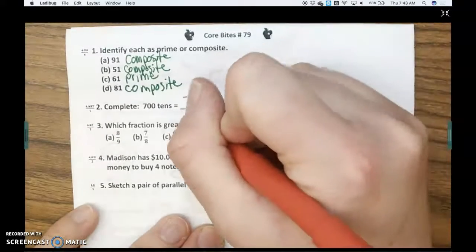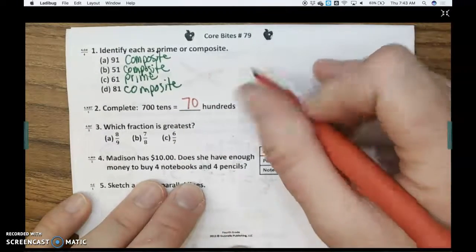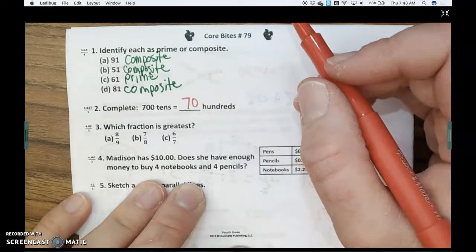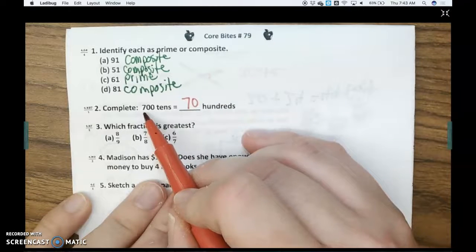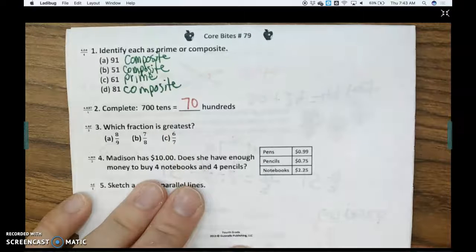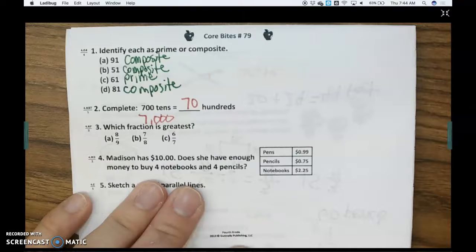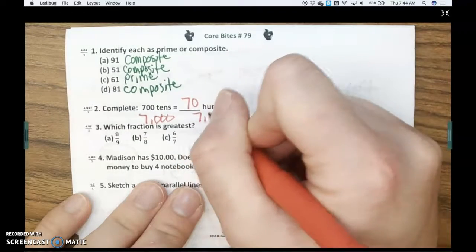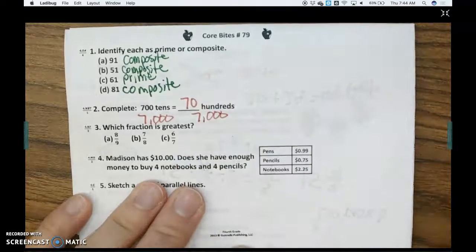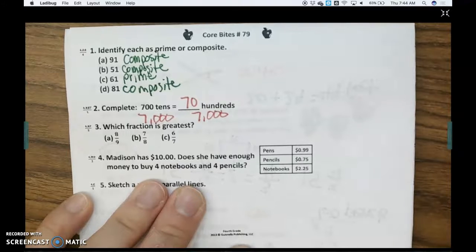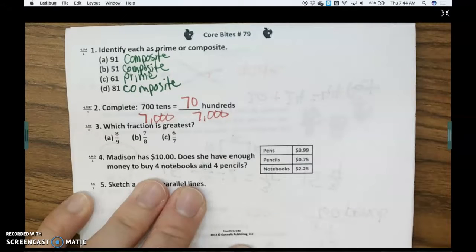For number 2, 70 tens would give you 7 hundreds, and if you just write it out, so basically you're saying 700 tens, okay? 700 tens. So if you multiply that out, 700 tens would give you 7,000. And then if you do 70 hundreds, so 70 100 times, that would also give you 7,000. So you just have to use multiplication to try to figure out those. Break them into groups.